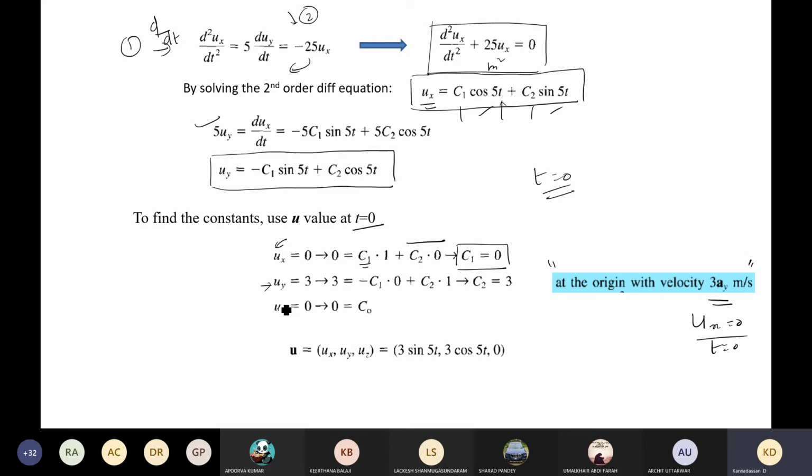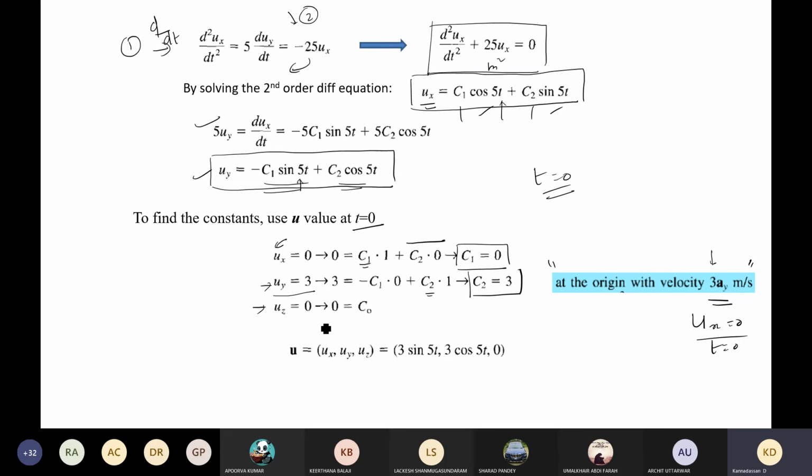And what about along the y direction? At time t equal to 0, this uy is equal to 3. So uy equal to 3. Once again, at time t equal to 0, this is uy. So when you substitute t equal to 0, this term becomes 0 and this term will exist, so you will get C2. C2 is nothing but 3. It is very easy to do that.